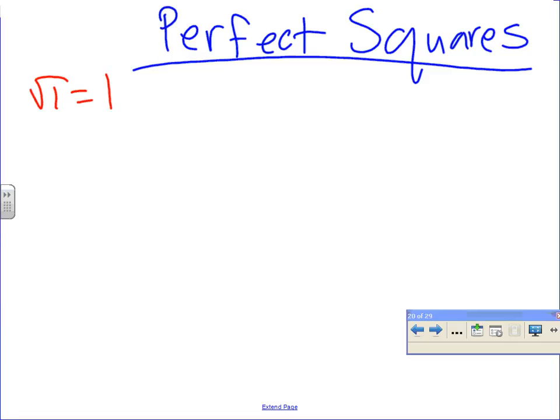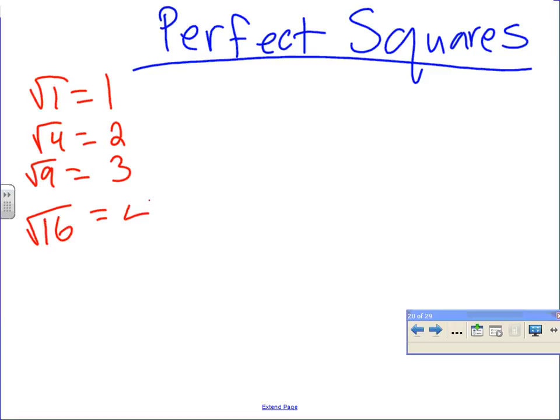So square root of 1 is 1. What's the next perfect square that we learned earlier this year in the fall? So what's the next one? John? Good. Square root of 4, which is 2. Will, what's the next one? Good. Square root of 9, which is 3. Dirk, what's the next one? Okay, 4 times 4 is? Close. So square root of 16 is 4.